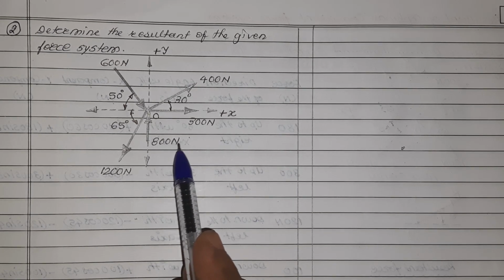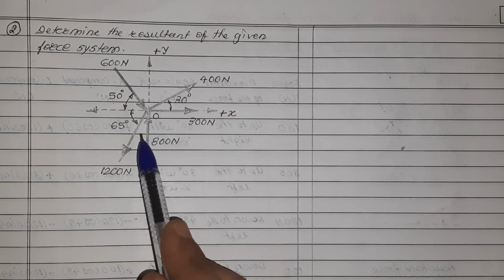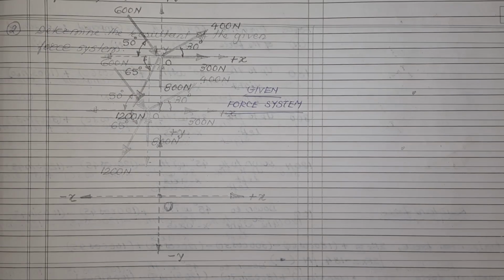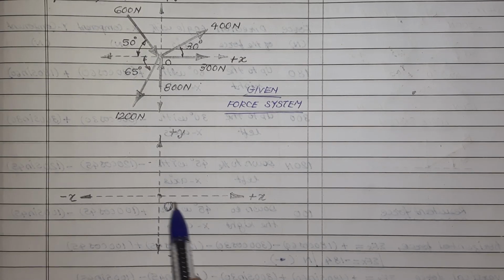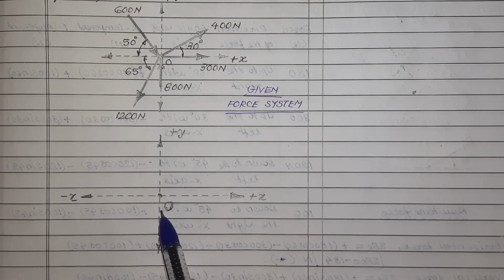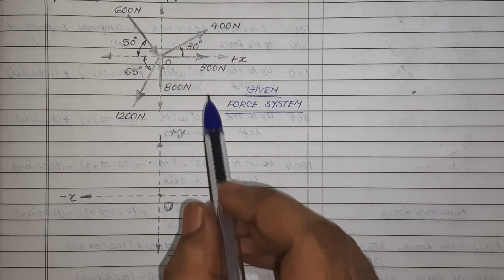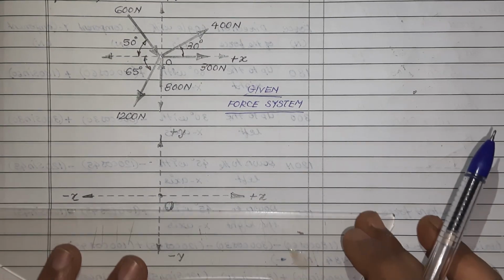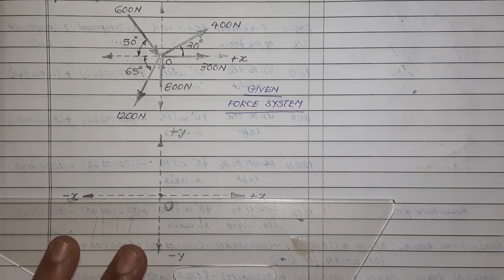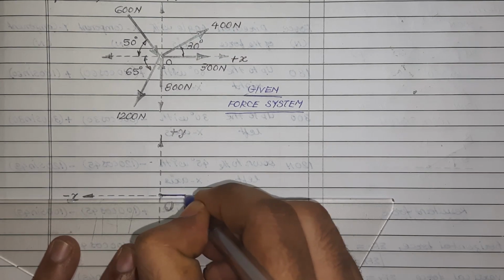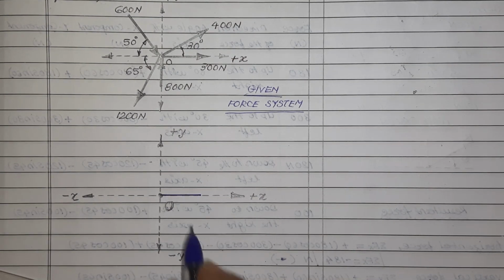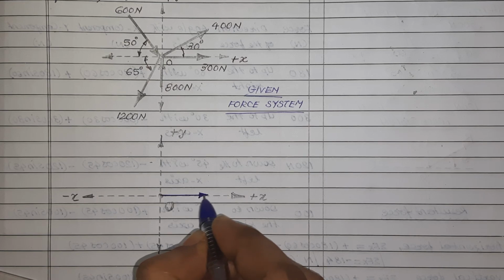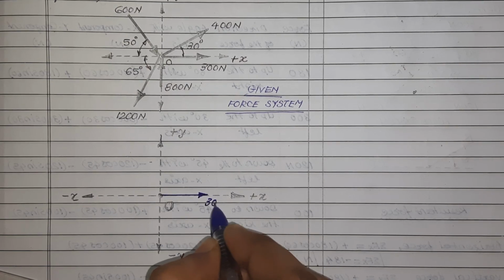Let us show all these components in the form of a diagram. Thus here, this is x-axis, this is y-axis and this is origin. We will start with 300 Newton force. It is already a horizontal force which is rightward, so we can show it like this. So this is 300 Newton force.